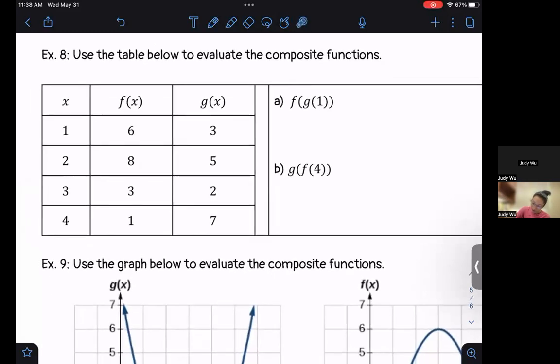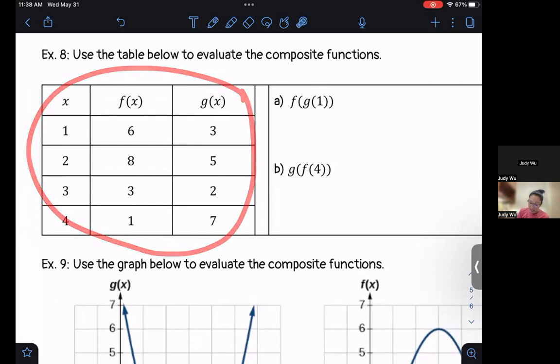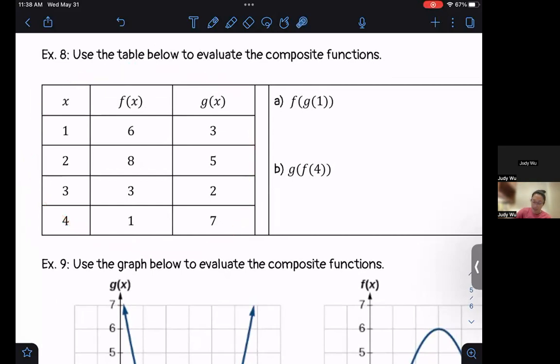And so here we have this table. Just to talk about how we might read this: if someone said, I'd like you to find f of 1, then you would go to the f column and the 1, and f of 1 would be 6. For example, if someone said, I want you to find g of 3, you would go to g of x and 3, and where do they intersect? At 2. So that's how we read these.